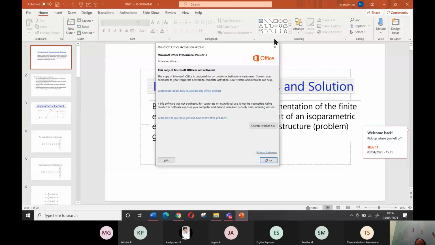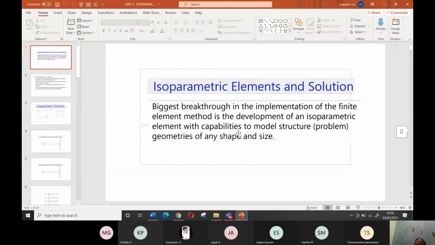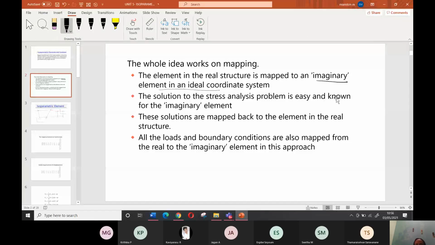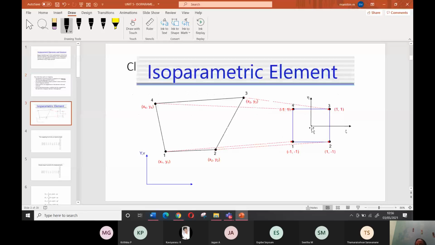That is, real element to imaginary element. So this is the real element, and this is the imaginary element. But in the imaginary element, the values range from -1 to +1, -1 to +1. That's the meaning of that.